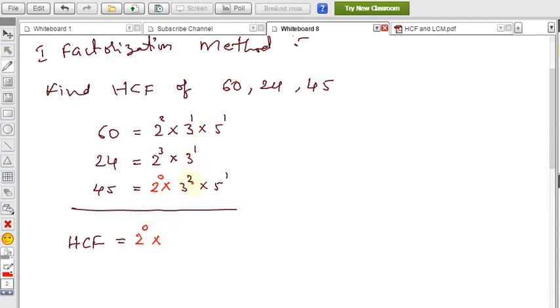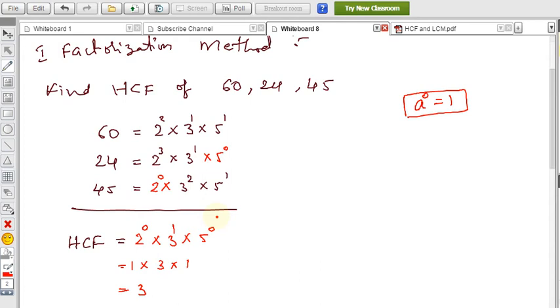Now 3 power 1, 3 power 1, 3 power 2. The least one is 3 power 1. And here 5 to the power 0, because any number to the power 0 is 1, so the value will not change. That means this is 1 into 3 into 1, so we get 3. The base should be in every term, and only then do we take the least power. So 3 is the HCF for this.